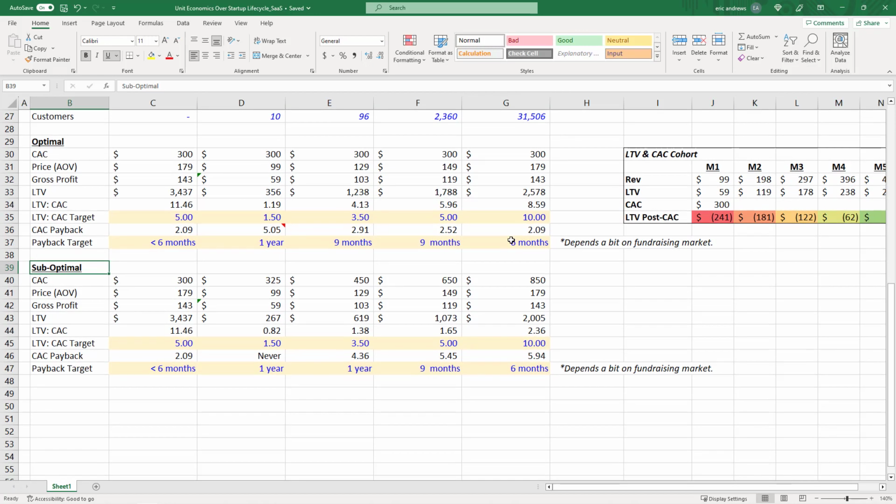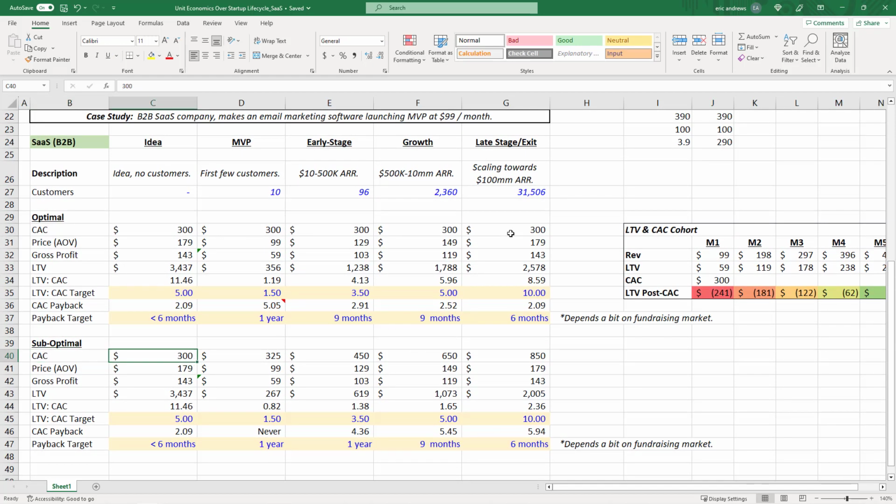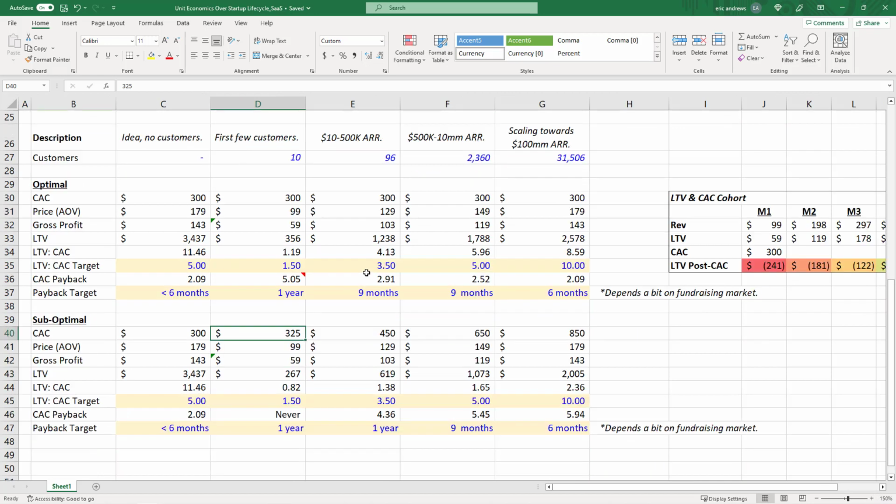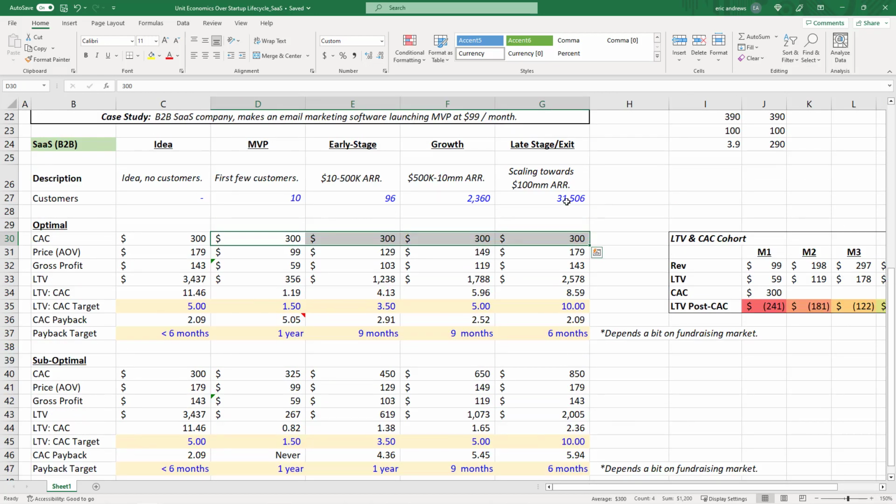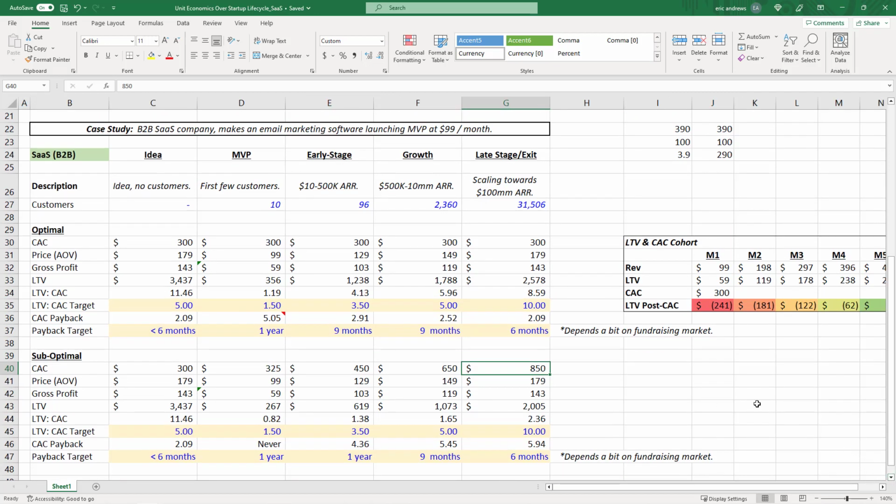So the suboptimal scenario is a business where the metrics aren't getting better fast enough over time. So in this scenario, we have the exact same pricing, but we're saying that in the MVP phase, the CAC is a little bit higher. It's $325. And so you can see that in this scenario, the CAC is flat. And in this scenario, the CAC is going up. So it's $325, $450, $650, and then it goes up to $850. And you see this with a lot of businesses, their CACs kind of skyrocket over time. And that means that there's an issue. You know, you can power through that, but if you aren't making more money on each customer, then your business will run out of money.